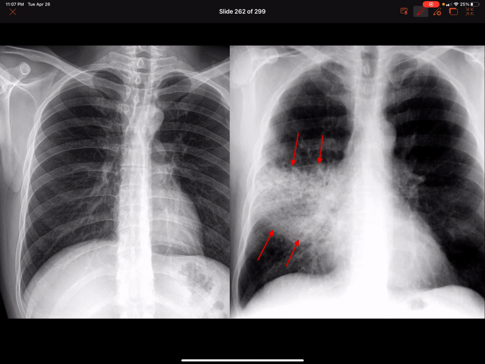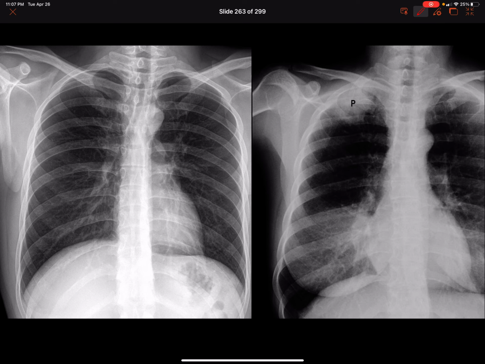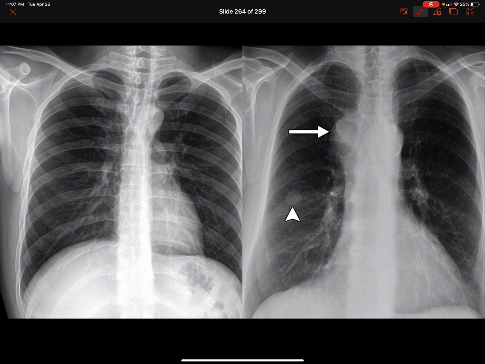Here, potentially this could be a pleural effusion, but this is likely lobar pneumonia. Here, this one's kind of a giveaway. We've got a P for pancoast tumor, but we just see this coin lesion up towards the apex of the lung, and that's a clear giveaway there. Looking at this, we see a little coin lesion, so we're almost certainly looking at a lung cancer.